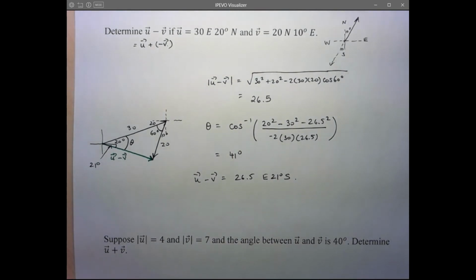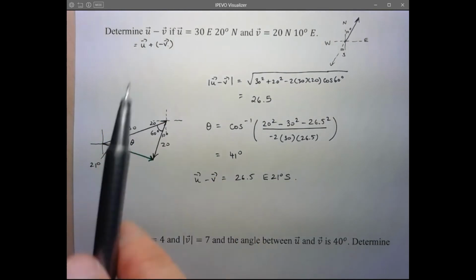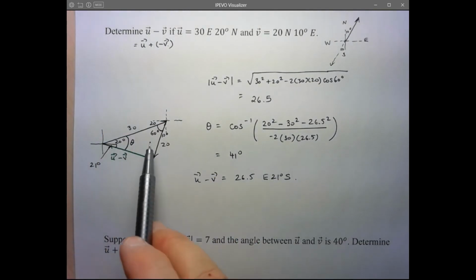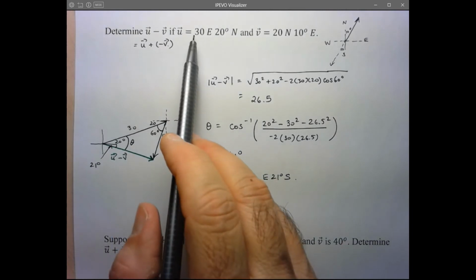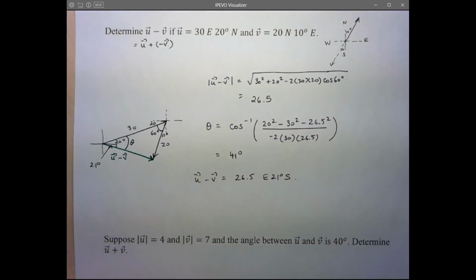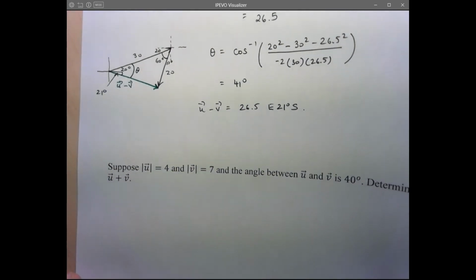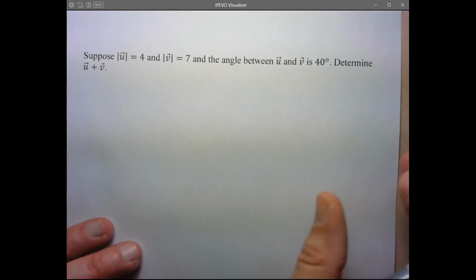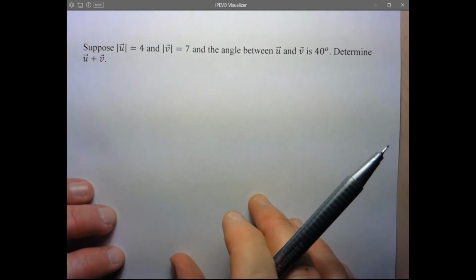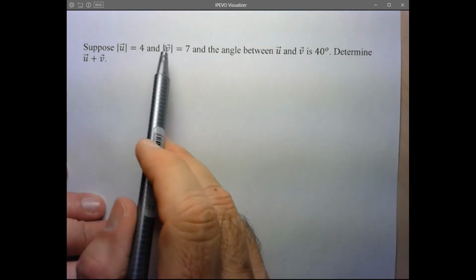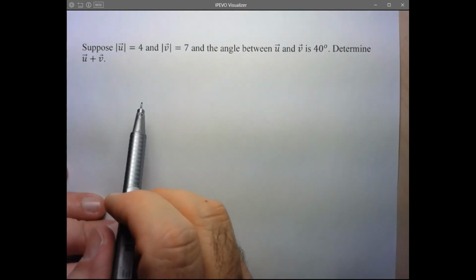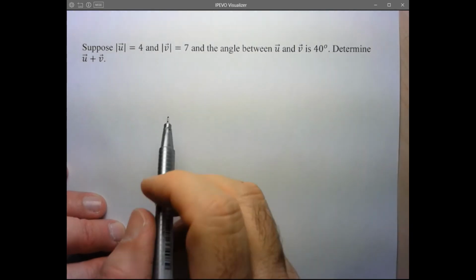So what we did here is we used the tip to tail method, because the vectors were given explicitly, and it was easy to draw each vector. Whereas you're going to see me take a different approach in the second example, because take a look at how these vectors are given. We're given the magnitudes explicitly, and then they give us the angle between the two vectors.